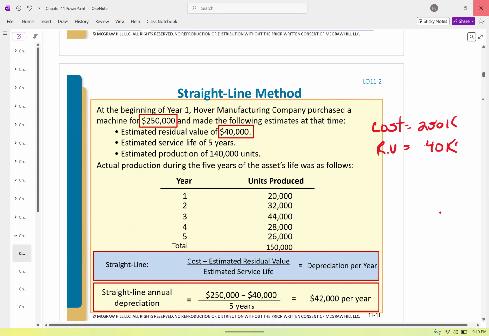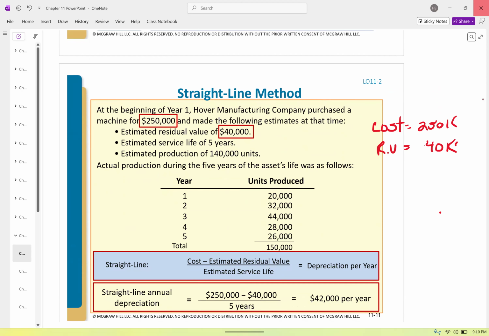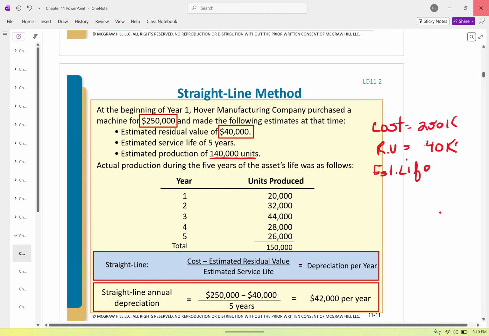40K. Estimated life is 5 years or 140,000 units. So this is something we can measure in units, which is great because then we can actually do that units of production method. So estimated life is 5 years or 140K units. They give us some of these units. Notice they didn't equal 140. We'll get to that here in a minute.